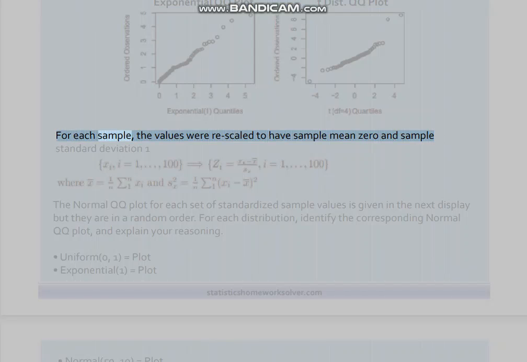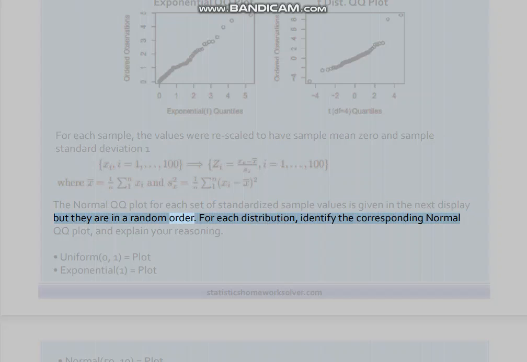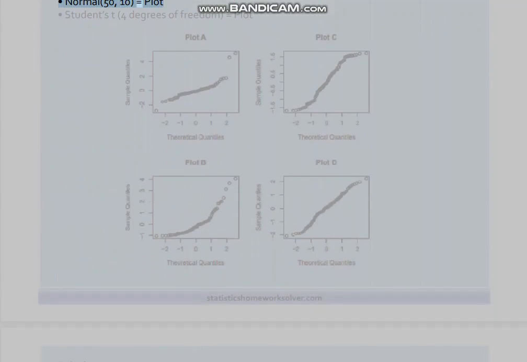For each sample, the values were rescaled to have sample mean 0 and sample standard deviation 1. The normal QQ plot for each set of standardized sample values is given in the next display, but they are in a random order. For each distribution, identify the corresponding normal QQ plot and explain your reasoning. Uniform(0,1) equals plot, exponential(1) equals plot, normal(50,10) equals plot, Student's t with 4 degrees of freedom equals plot.